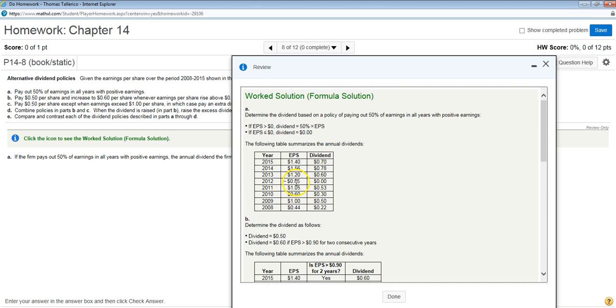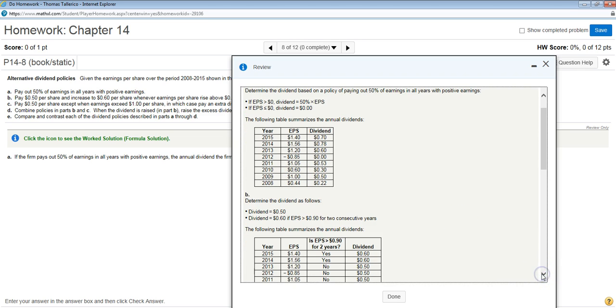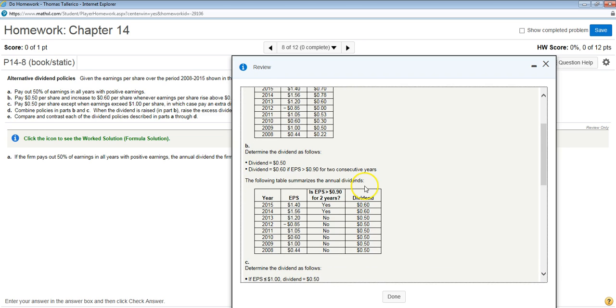And you notice for a negative earnings per share, you don't pay anything out. That's zero. You should be clear about that. If you're not, let me know. So I take 50% of these numbers, or half of them, and I get these. So that's all you have to do for A, and I hope you are clear on that. So now let's go to B.